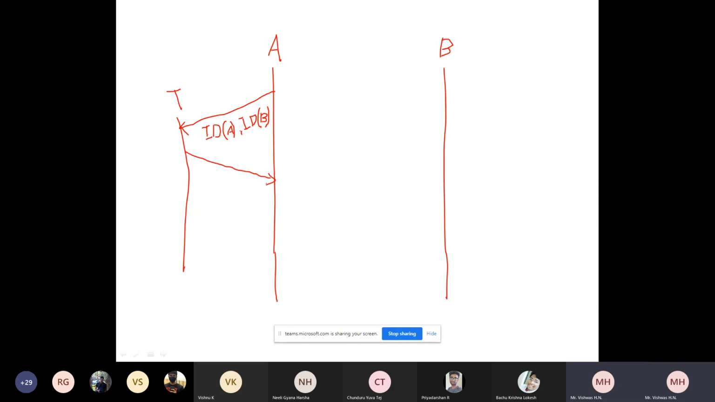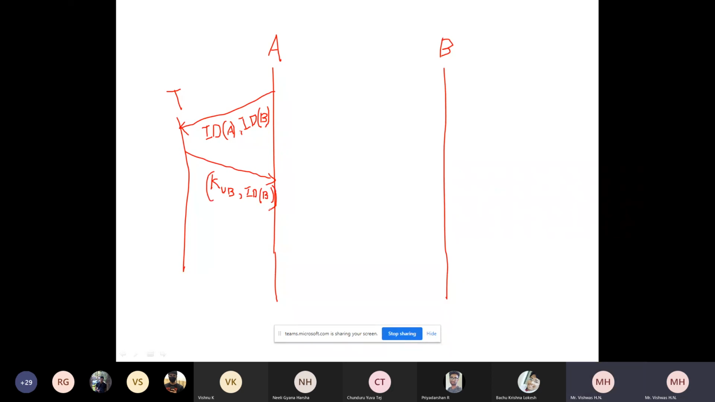So what will the trusted third party send for that? It sends key UB, so this is the public key of B. Exactly, it is sending the public key of B, because A doesn't know the public key of B initially. So it sends the public key of B and ID of B. Is that clear? Encrypted.